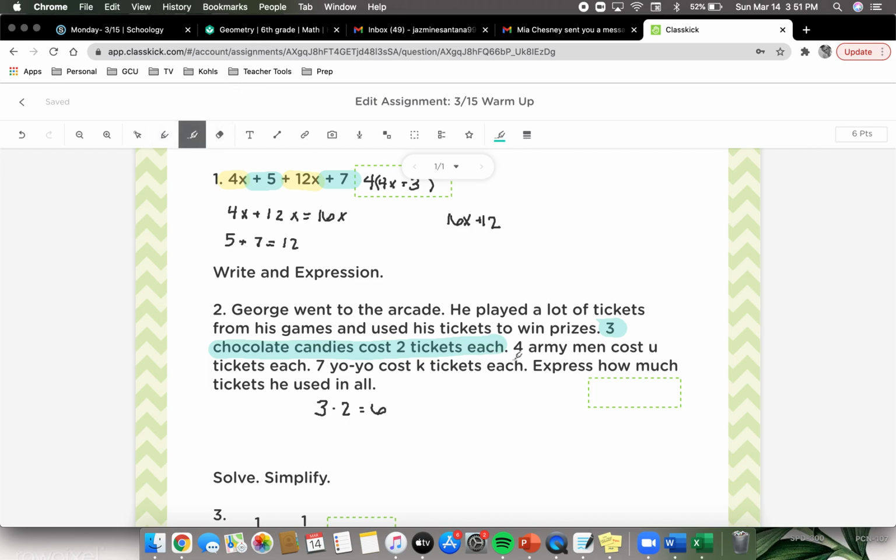And then it tells us that 4 army men cost U tickets each. So we need to add 4 times U plus, because we're trying to figure out how many tickets he used in all. And the last set of information given was that 7 yo-yos cost K tickets each. So we need to multiply 7 times K to give us our expression. So our expression would be 6 plus 4U plus 7K.